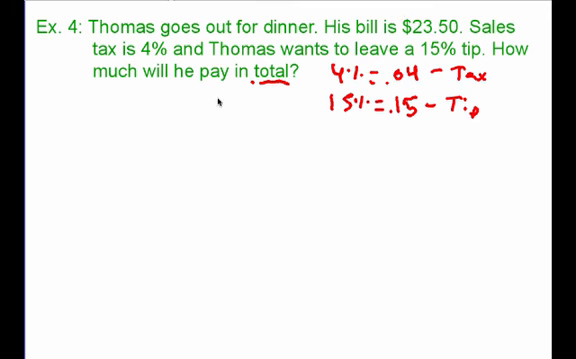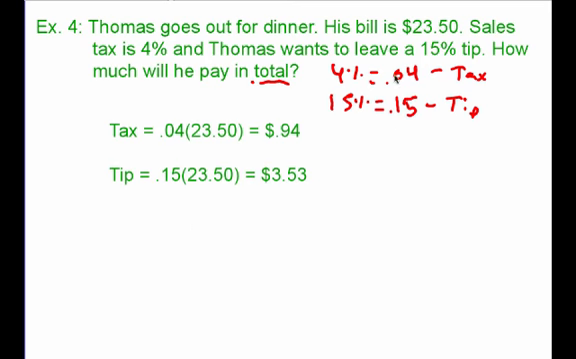So first we're going to start with the tax. To find the tax, we simply do 0.04 times our original price of $23.50, which gives us 94 cents. So the tax on Thomas's bill is 94 cents. Now we need to find our tip. To do that, we take our tip percentage, 15%, which is 0.15, and multiply that by our original bill. Notice that these are both being multiplied by the same thing. That gives us $3.53.